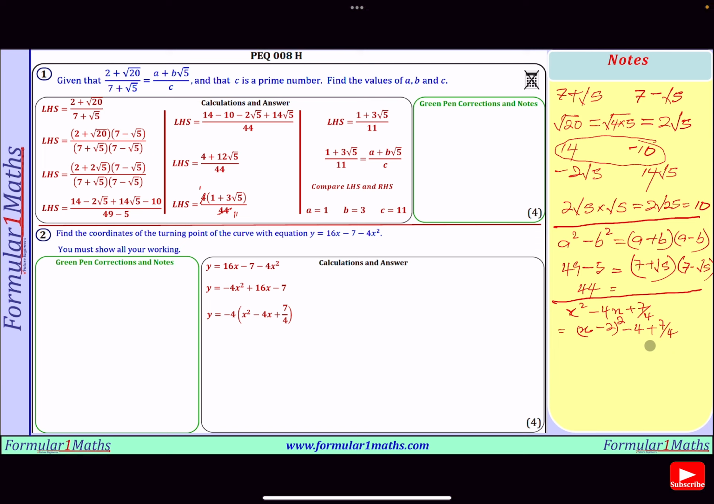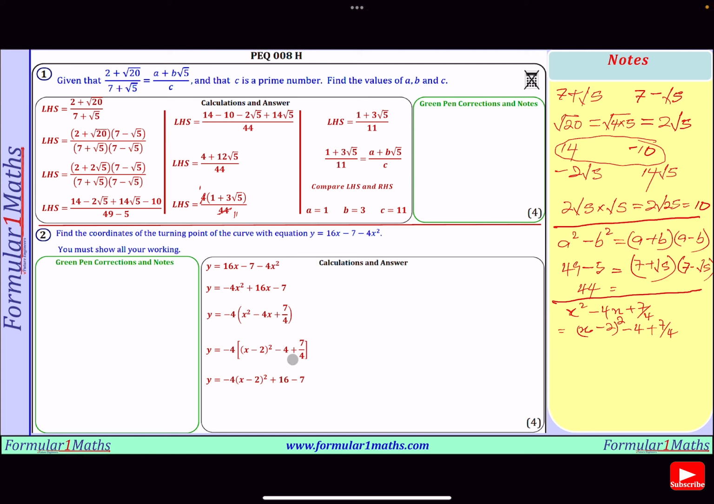I can then put this inside the brackets because they are equivalent. So if I do that, I'll get this. So what is in the square brackets is the same thing that I've got here. I can now expand the square brackets to get this. So I'll get minus 4 times x minus 2 all squared, and minus 4 times minus 4 plus 16.